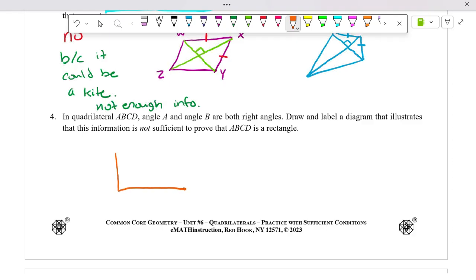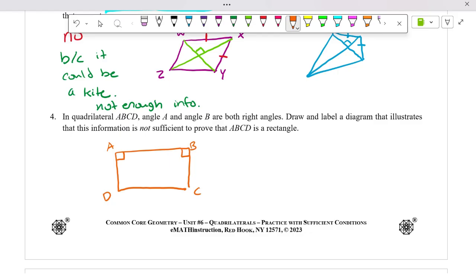So, let's say we had some shape. Now, I'm drawing it to look like a rectangle. But remember, we're assuming some things. All I know is if I have some quadrilateral ABCD, and they just said these two angles were right angles, and that's it. Why is that not enough information to say that it's a rectangle?